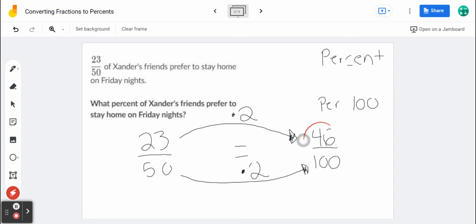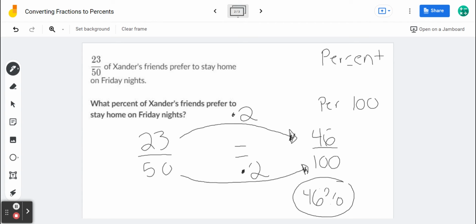Now, this is not what you're going to type in as your answer for this activity. Again, this is not what you're going to type in. Now that this is a fraction out of 100, you write it as a percent. How do I write a percent? Well, using the percentage symbol. Again, mathematicians are lazy. They don't want to write this. This seemed too complicated for them. So that's why they created, hey, put 46 and the percentage symbol.